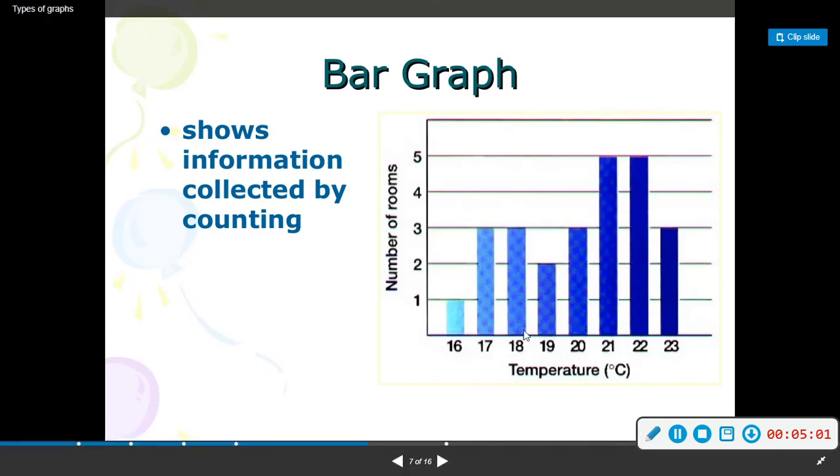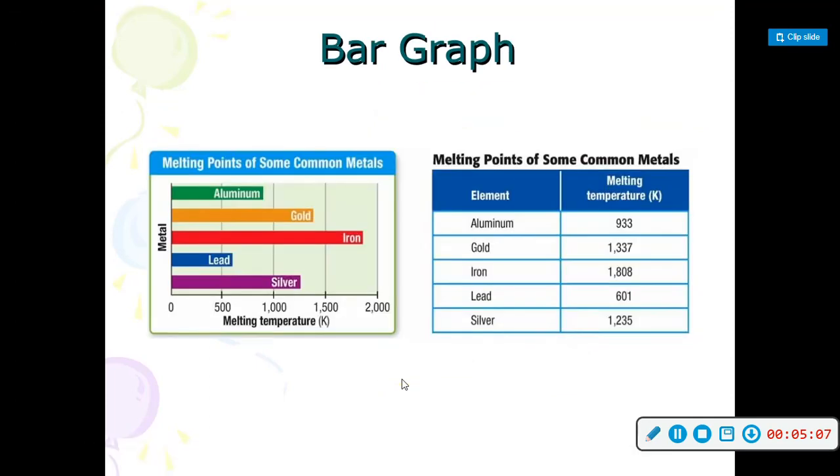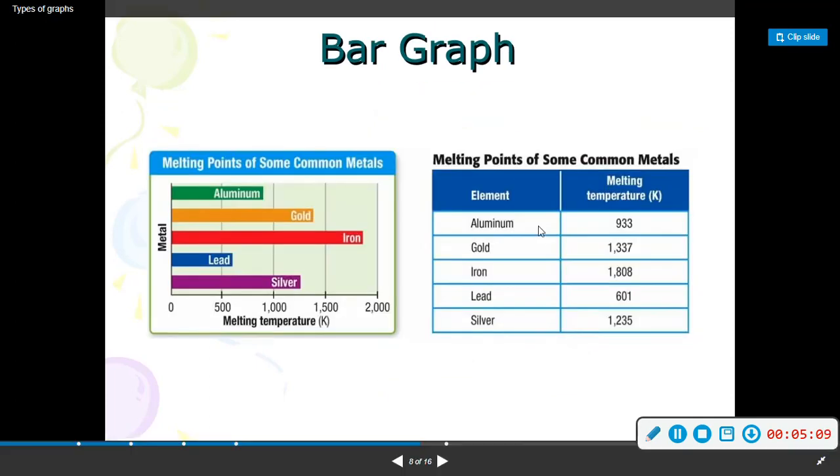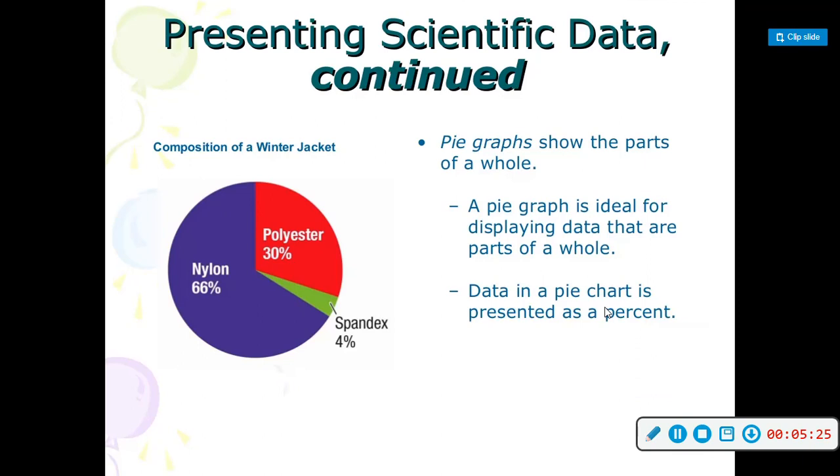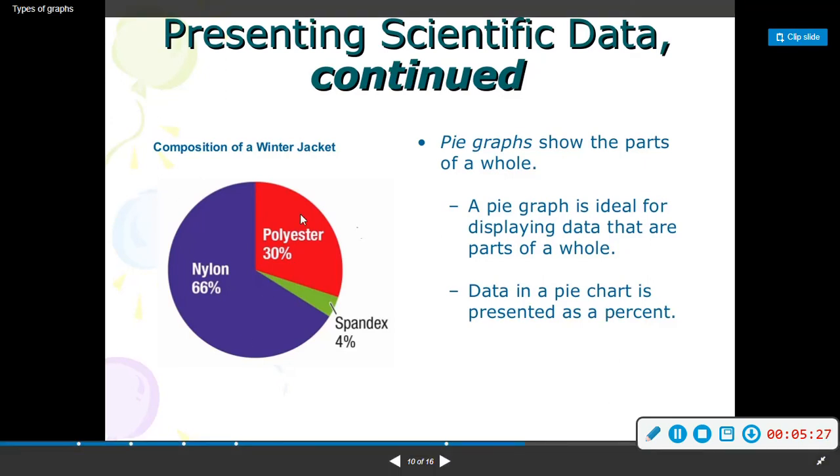So this is what a bar graph looks like. Y'all should have done this in elementary school in math class. This is another bar graph. So you've got different types of metal and their melting temperature. This is a pie graph. So pie graphs are done in percents, and all the percents have to equal 100. So you've got another pie graph here.